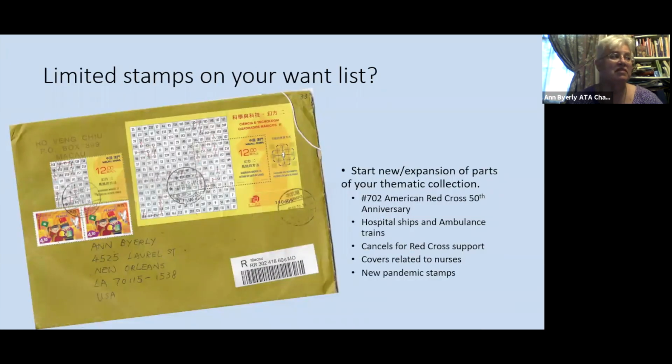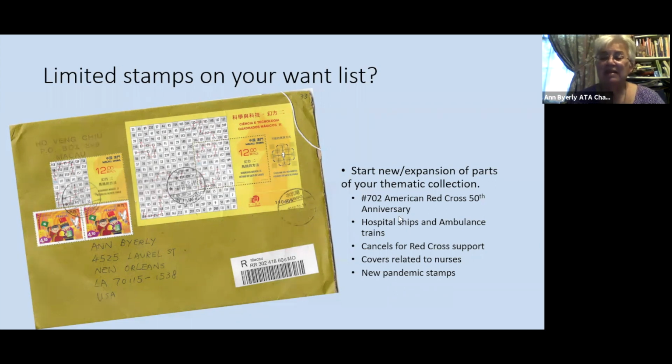So the mail was delivered while I'm talking to you, and usually I shout thank you to my mail deliverer because one of the quarantine advantages is I've been on eBay buying all these new pandemic stamps. So almost every day is a delivery of something new.